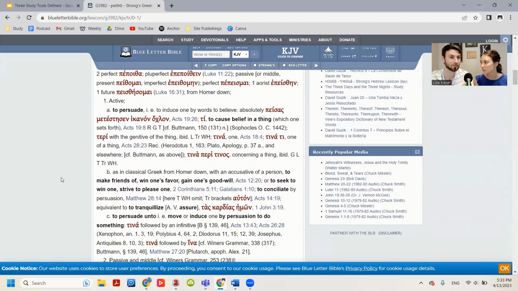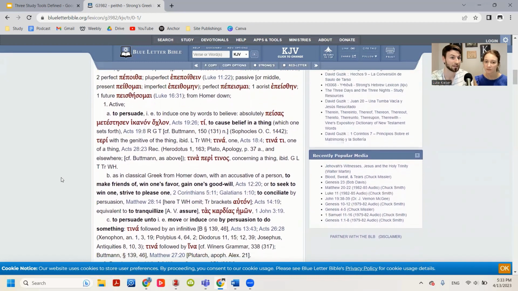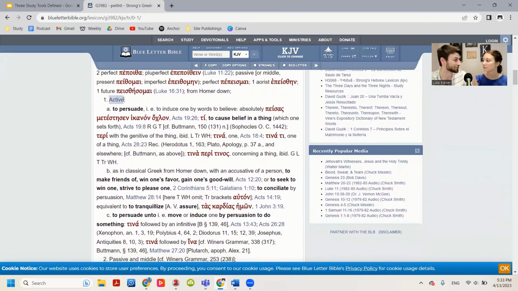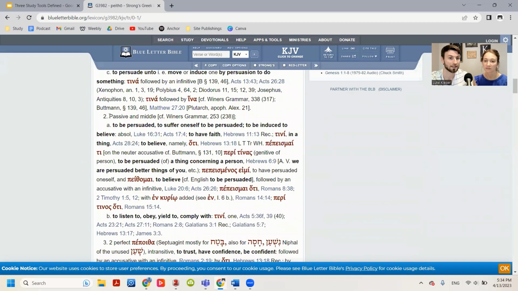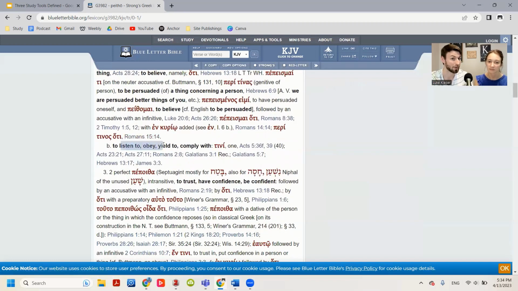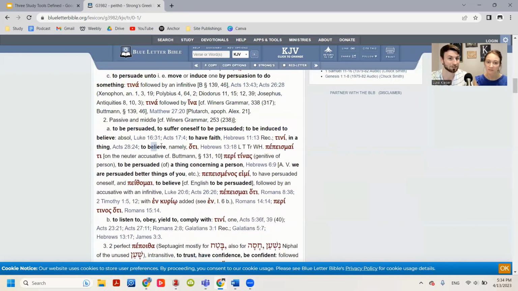When would they be useful? If you're trying to figure out nuances of grammar. So for example, here in the active voice, this word means to persuade. If you scroll down here, in the passive and middle voice, it can mean to be persuaded, or even to listen to, obey, comply with, or to trust, have confidence. And now you're getting into this idea of belief and faith. So there's an example of how the grammatical form of the word nuances the meaning, which is why it would be found in a lexicon, because it's talking about the word itself.